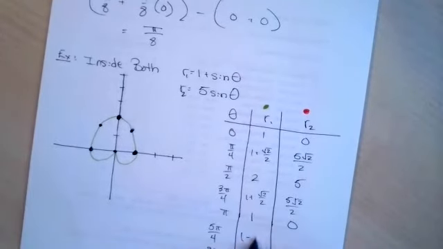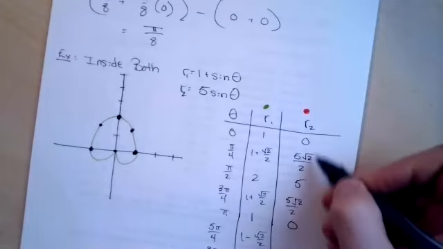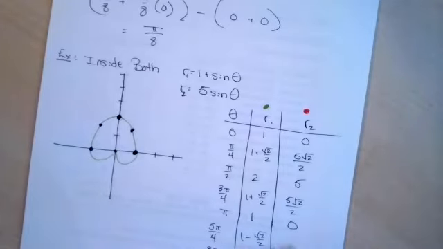So here we'll have our 1 minus root 2 over 2. We saw these ones yesterday, and 0 for that guy. For this guy, though, it's essentially just going to alternate between these values. So 5 pi over 4 will give us a negative 5 root 2 over 2, and then 3 pi over 2 is going to give us a negative 5.